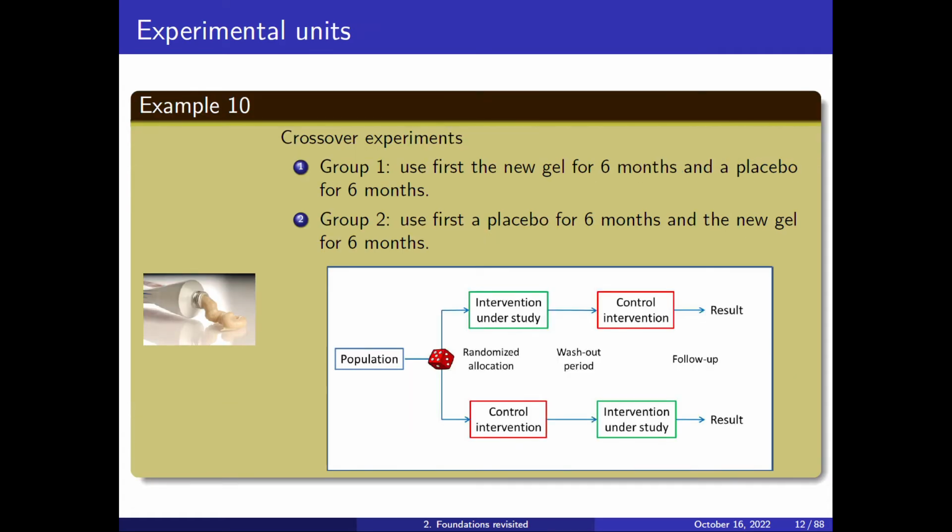And also we have already seen crossover designs. So in crossover designs, the population is randomized to one of two sequences. So you have the intervention that you are interested in, so that may be a new gel, and you apply the new gel for 6 months, and then you leave a washout period so that there is no carryover of the effects of this group into this group, and the other half of the people will receive the opposite sequence.